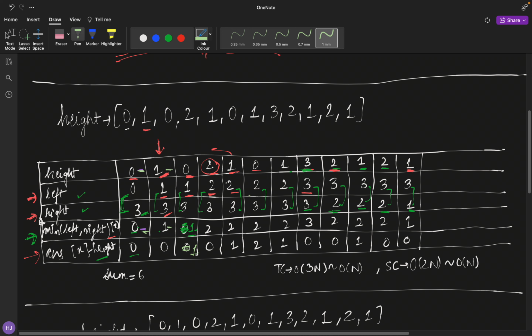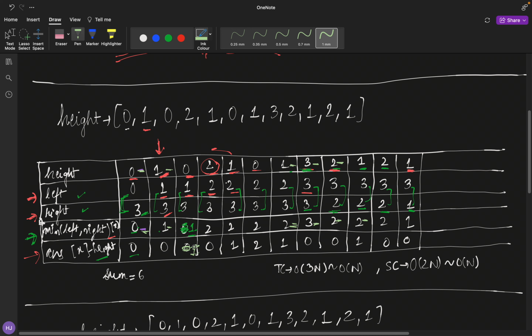2 minus 2, 0, 1 minus 2 minus 1, 1, 2 minus 0, 2, 2 minus 1, it turns out to be 1, 3 minus 3, it's 0, 2 minus 2, it's 0, 2 minus 1, it's 1, and 2 minus 2, 0, 1 minus 1, 0. Okay.